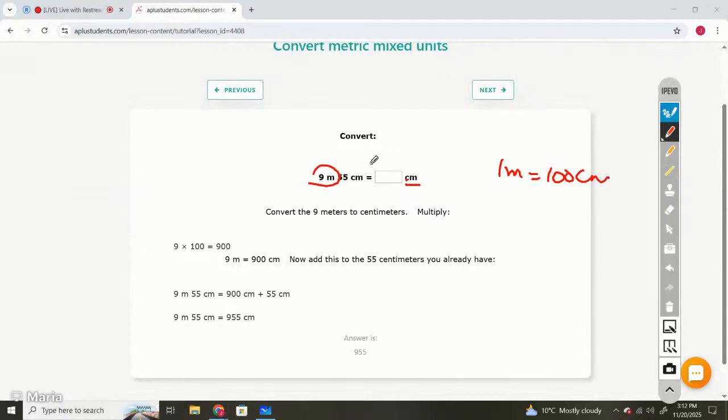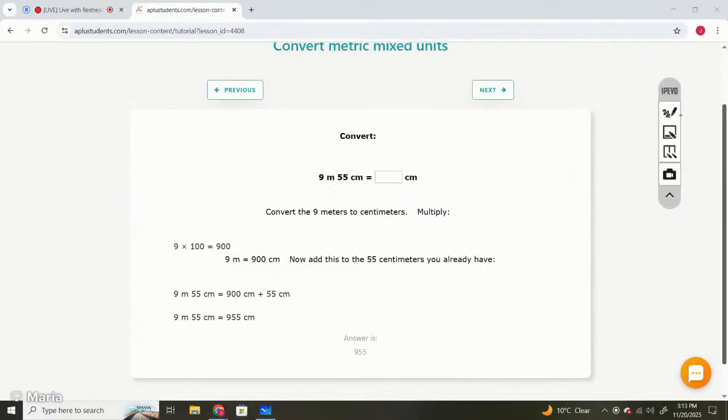We know that 1 meter equals 100 centimeters. So 9 meters is 9 times 100, that is 900 centimeters, plus 55 centimeters, that is 955 centimeters. The correct option is 955 centimeters.